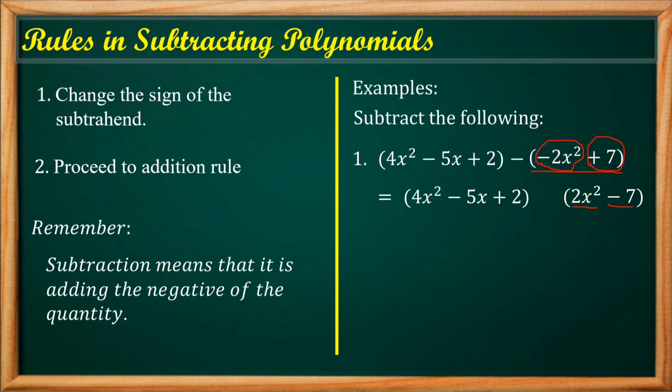Then, after that, proceed to the addition rule. Okay, instead na mag-subtract tayo dito, instead that we will subtract, then we will add. Then combine the similar terms, then perform the addition. 4x squared plus 2x squared is 6x squared. Then copy negative 5x, 2 minus 7 is negative 5. Okay, that is for the subtraction. Remember, change the sign of the subtrahend, then proceed to addition rule.